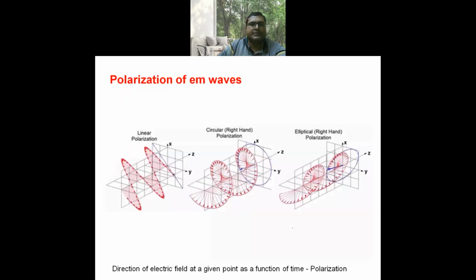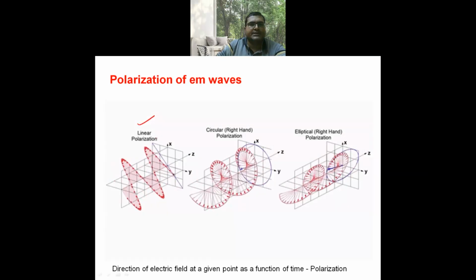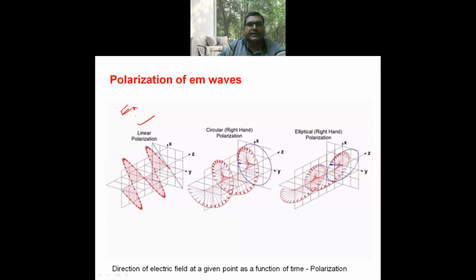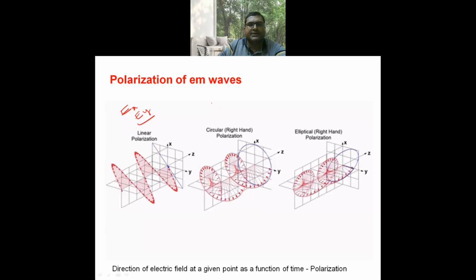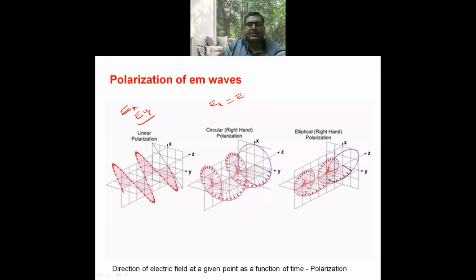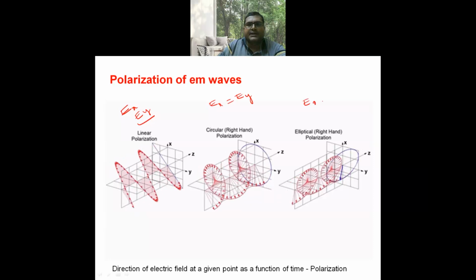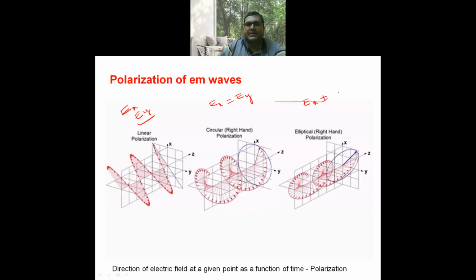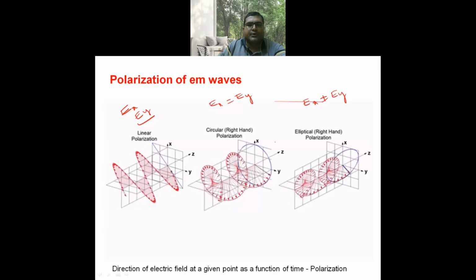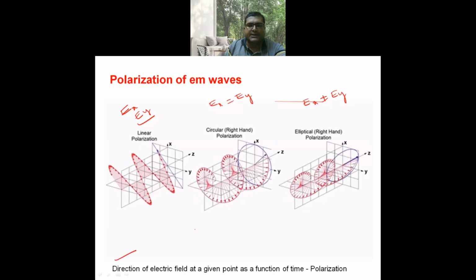Polarization of the electromagnetic wave. Here you can observe linear polarization. In linear polarization, the electric field has either an X component or a Y component. In circular polarization, the electric field has both components along X and Y direction, and they are equal. In elliptical polarization, the field has both components along X and Y, and they are not equal. Polarization is the direction of the electric field at a given point as a function of time.